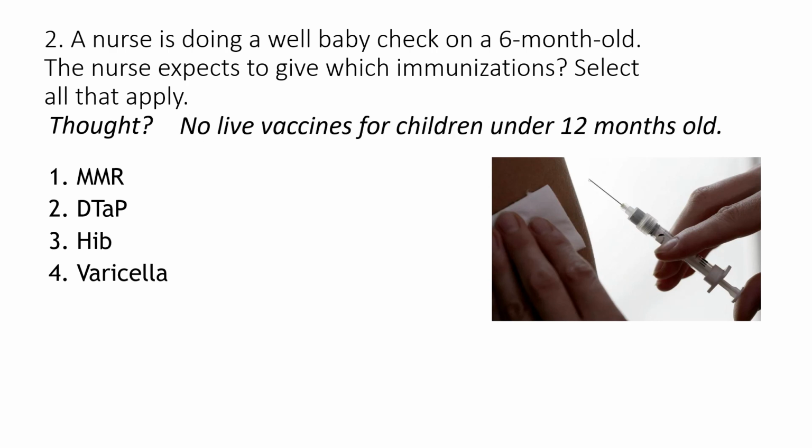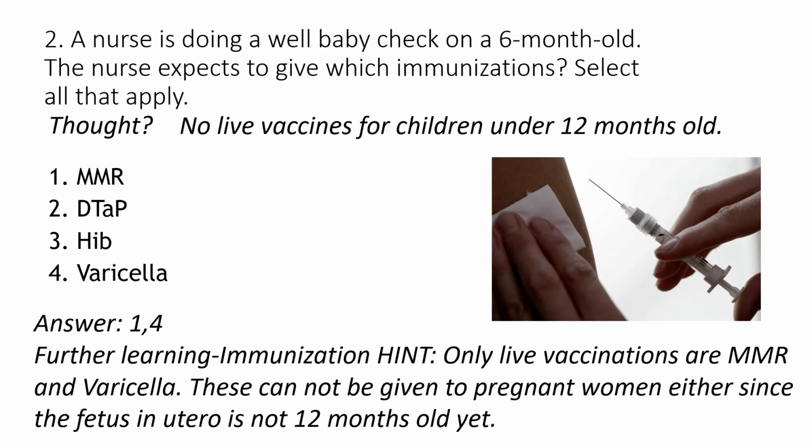Instead of trying to spend a lot of time memorizing that thing, because it's pretty impossible, the easier way to do it is just to remind yourself that you are not allowed to give live vaccines for any children under 12 months old. In the further learning, if you knew the immunization hint down here, the only live vaccinations on the immunization table right now are MMR and varicella. Therefore, those vaccines cannot be given to any children under 12 months because it could actually make them sick because they are live.